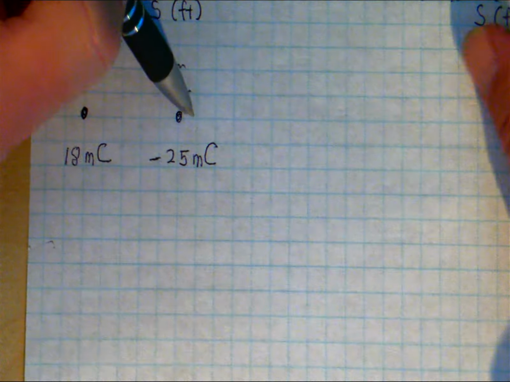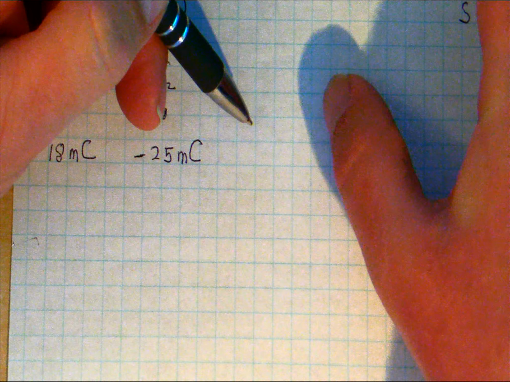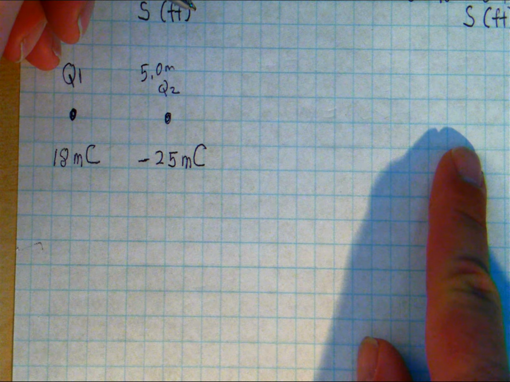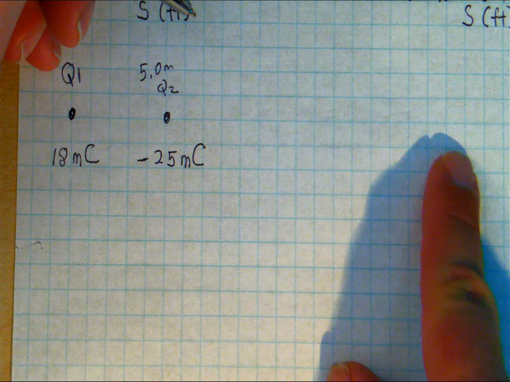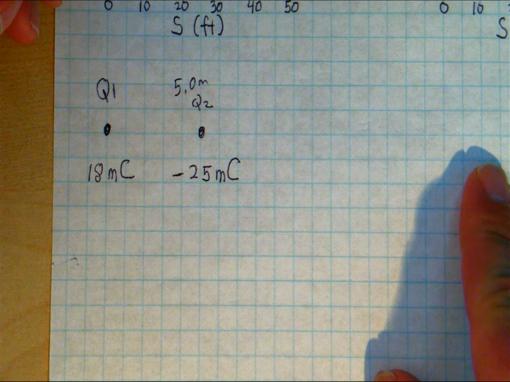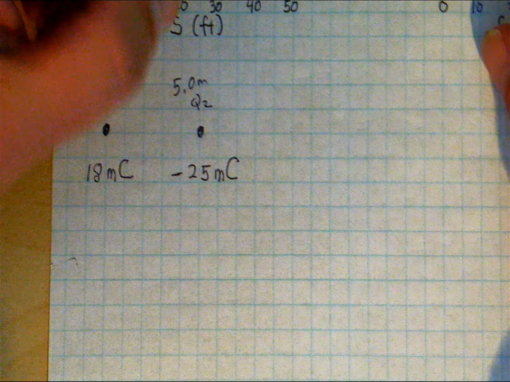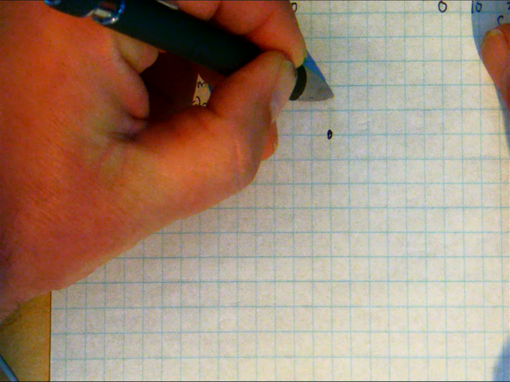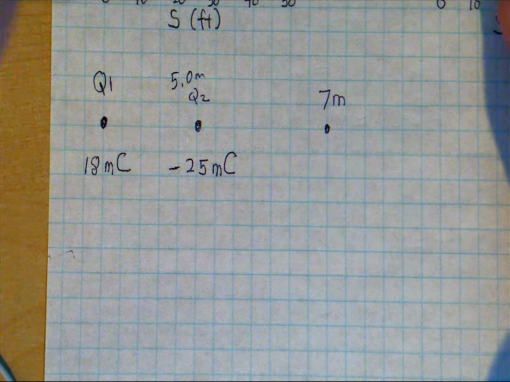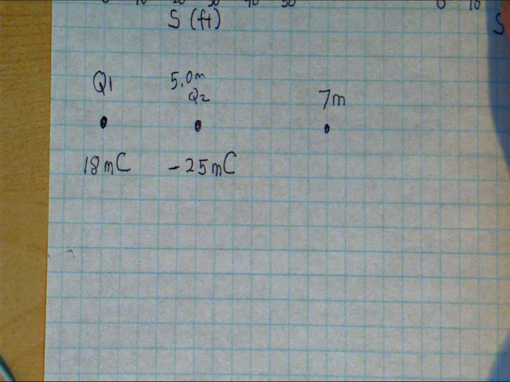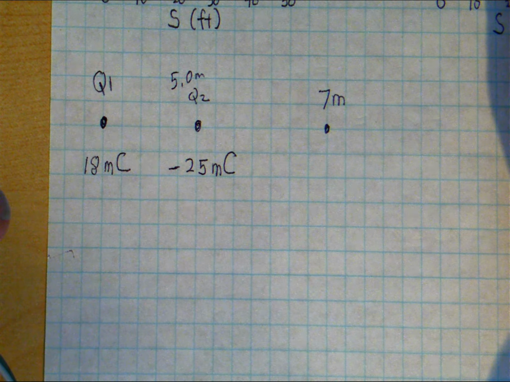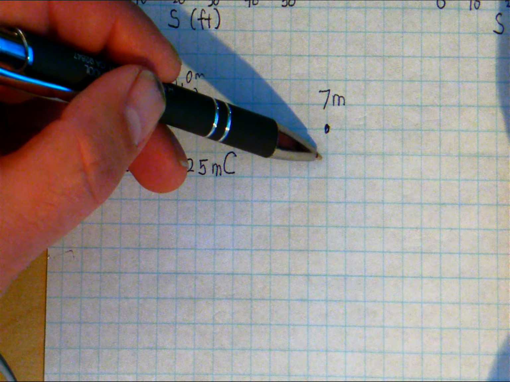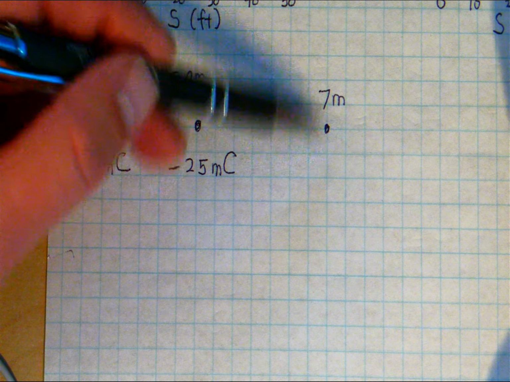Fabian, how many meters to the right do I go to get to the third charge? How many squares? Okay, 1, 2, 3, 4, 5, 6, 7. Sadly, this looks a lot like the same example that students had yesterday. Joseph Q, what's the charge on this one? Positive or negative, and some integer number of millicoulombs?